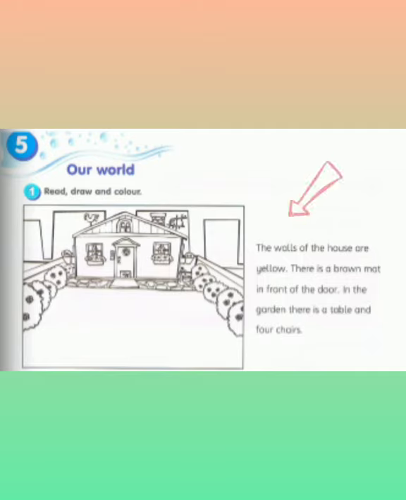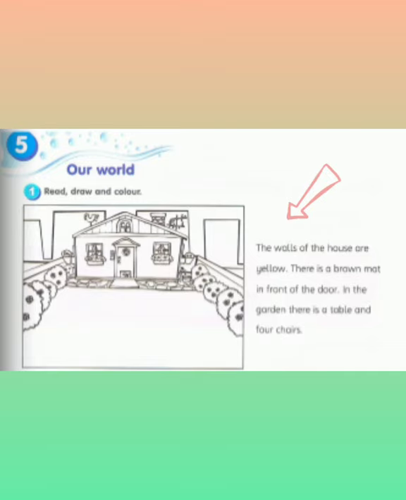There is a brown mat in front of the door. Baik, di situ ada brown mat. Brown warna coklat, mat. What is mat? Mat ni macam alas kaki lah. Digunakan untuk kita lap kaki. In front of the door, di hadapan pintu. In the garden, there is a table and 4 chairs. Okay, di taman ada sebuah meja dan 4 buah kerusi.